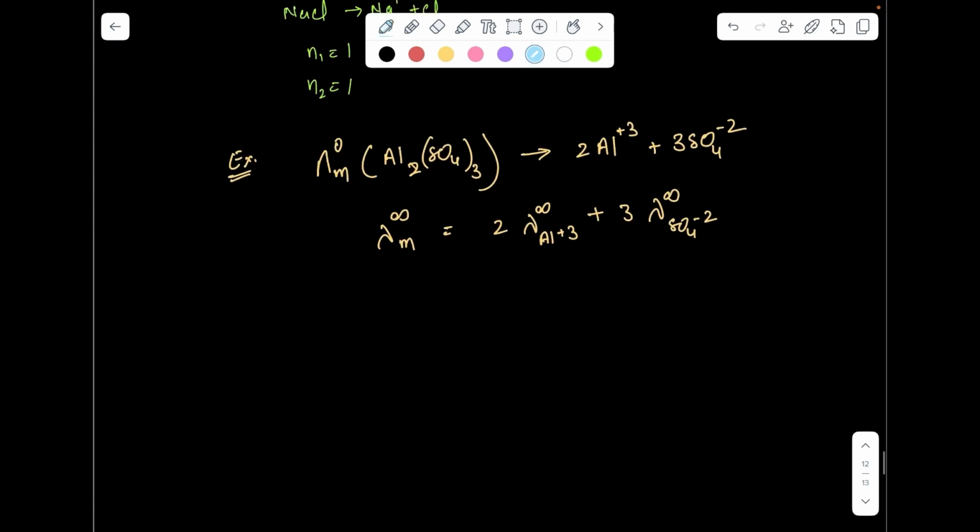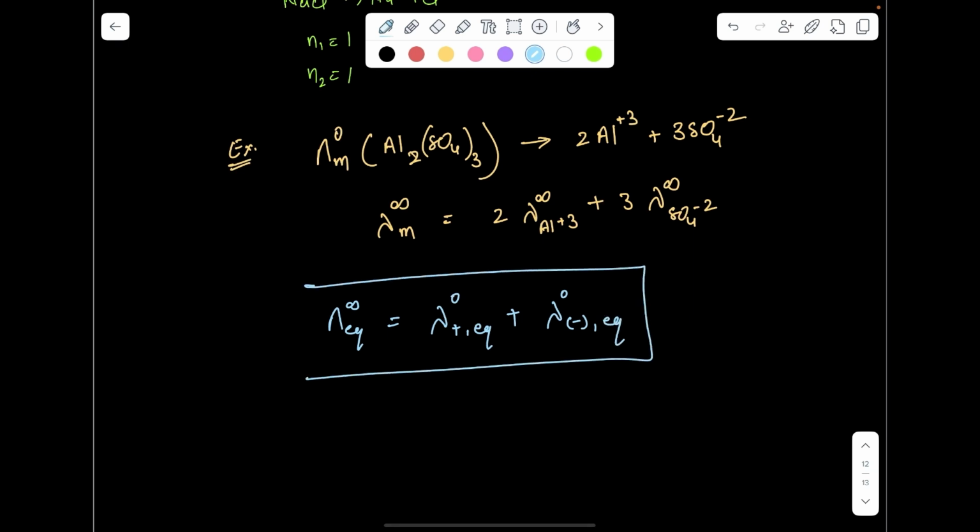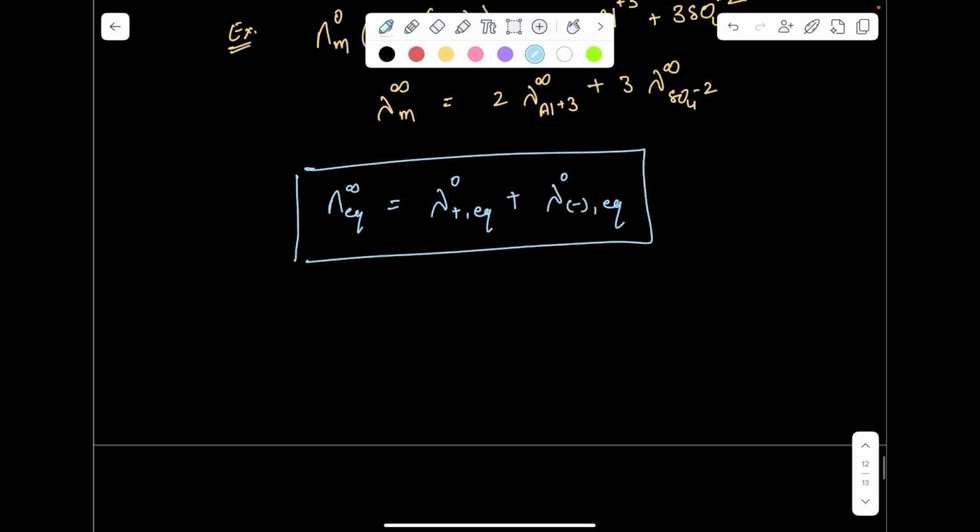In fact, by using the Kohlrausch law, we can also find the equivalent conductivity. Equivalent conductivity of cation at infinite dilution and equivalent conductivity of anion at infinite dilution. So if suppose I need to calculate the equivalent conductivity of aluminium sulfate, then it should be the equivalent conductivity of the aluminium plus 3 plus the equivalent conductivity of the sulfate ion.